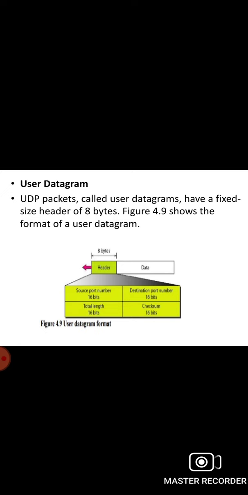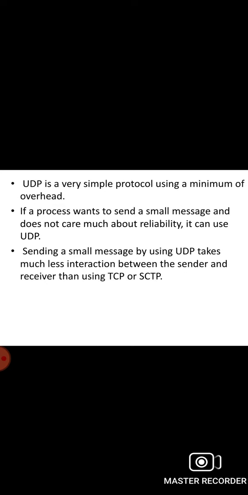In Unix, the well-known port numbers are stored in a file called services. Each line in this file gives the name of the server and the well-known port number. So we can use the grep utility to extract the line corresponding to the desired service. And there is a list of well-known ports used with UDP.